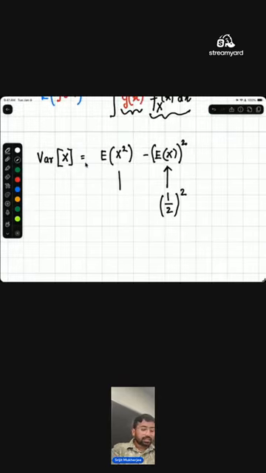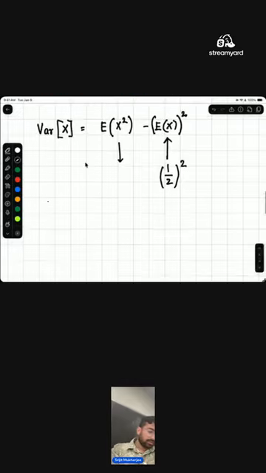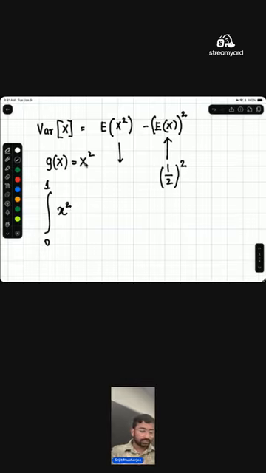And the expectation of x square, we can use the law of the unconscious statistician. That is integration 0 to 1. Here, g(x) is nothing but capital X square, right? So it's small x square here, small g(x) times the density of uniform 0, 1. That is 1. So you get this.